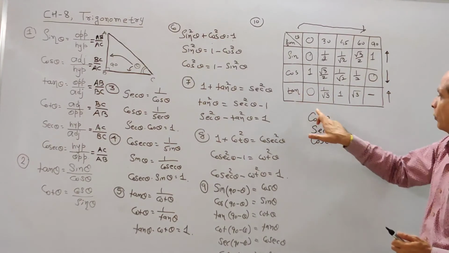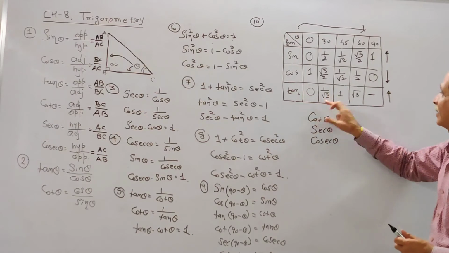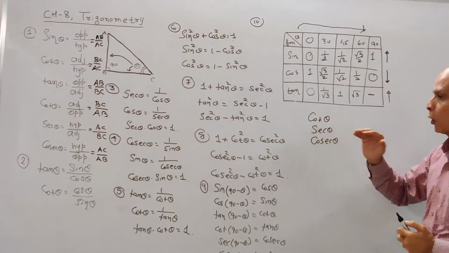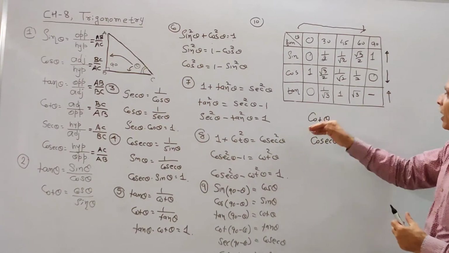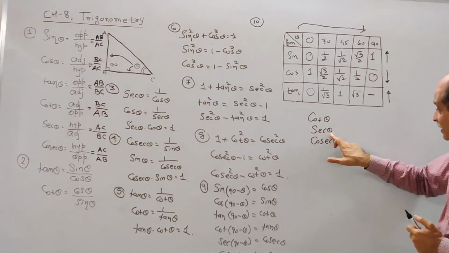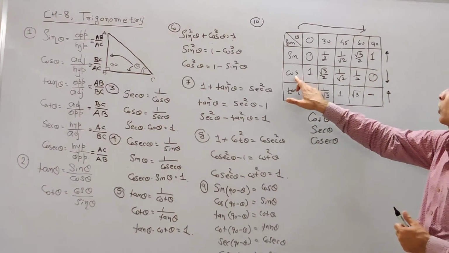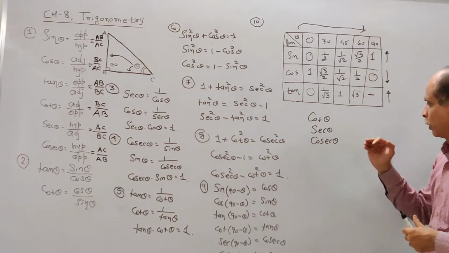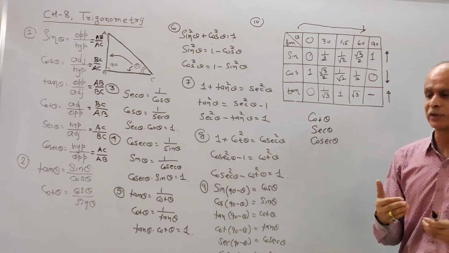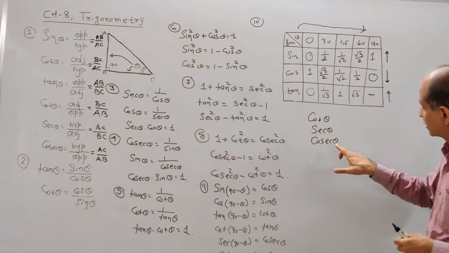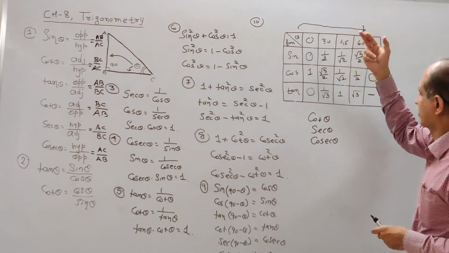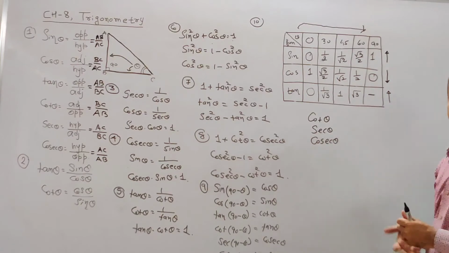Similarly, how to find the value of cot 30? You have to find the value of tan 30 and invert it. So the answer is root 3 by 1. So to find the value of cot theta, you have to write the inverse of tan theta. Similarly, if you want to find the value of sec theta, just write the inverse of cos theta. Similarly, for cosec theta, find the inverse of sin theta. So cosec 30: sin 30 is 1 by 2, the inverse of sin 30 is 2 by 1. So cosec 30 is 2 by 1.